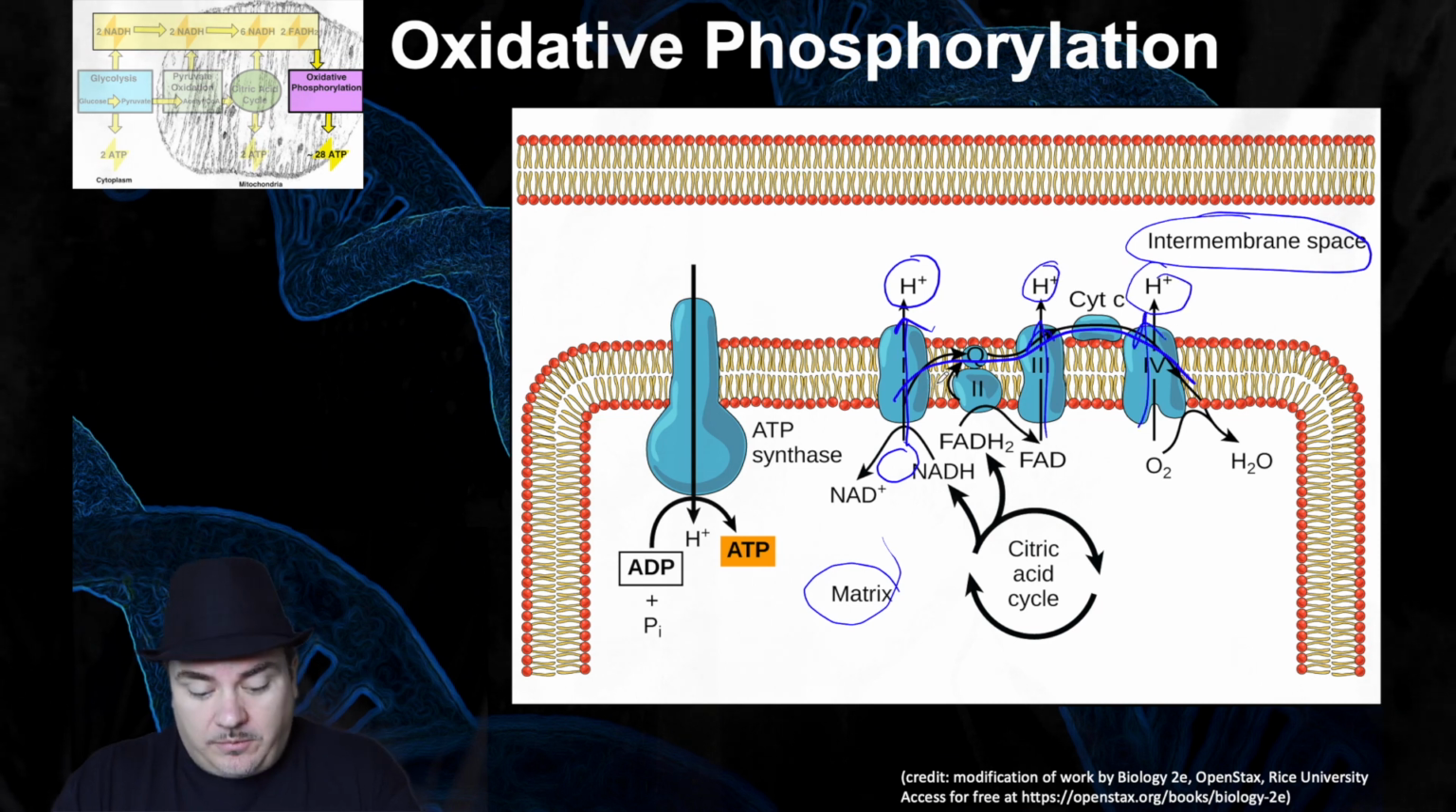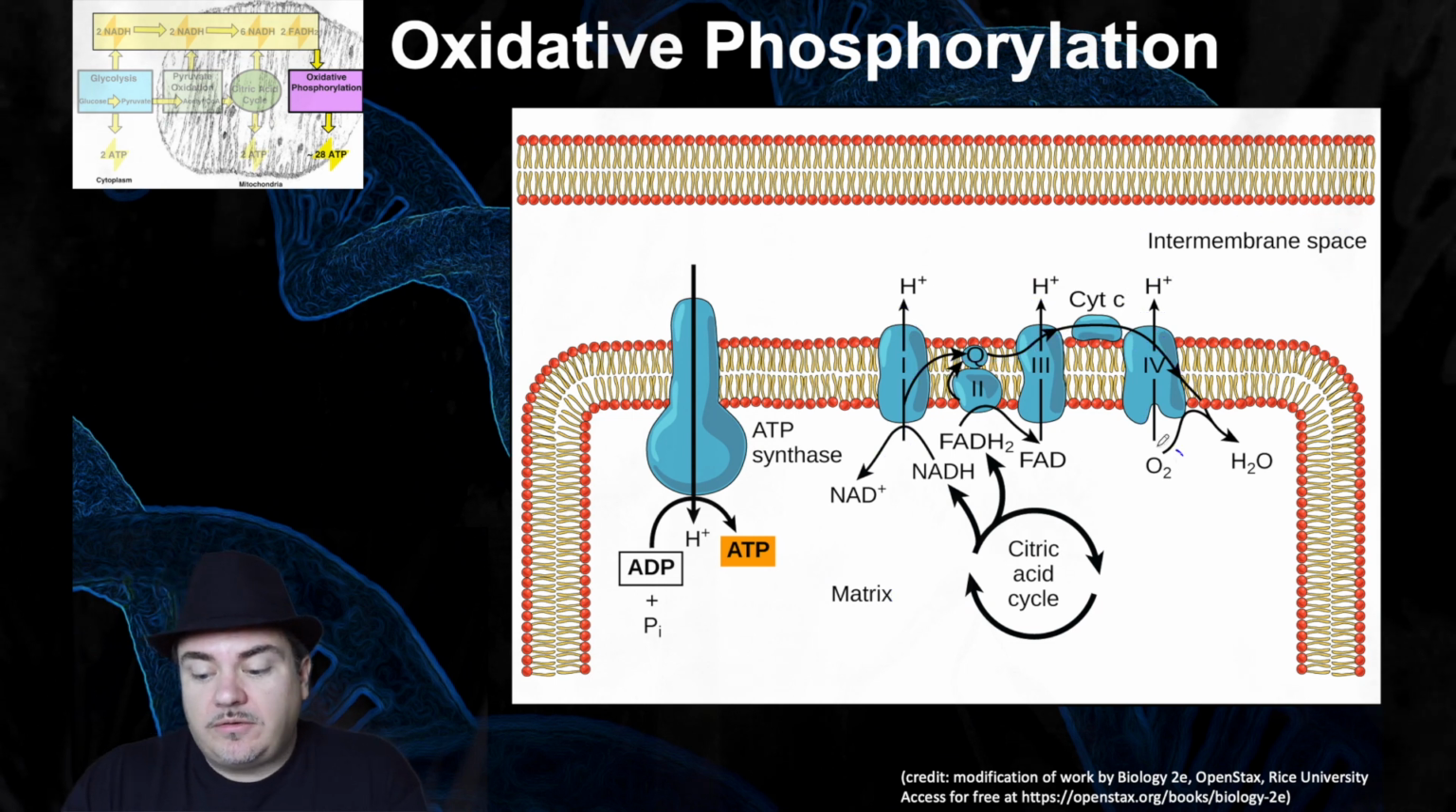The electrons need somewhere to go in the end. Where they go is to oxygen. Electrons combine with oxygen and hydrogen ions to create water. So oxygen is the final electron acceptor of the electron transport chain. That's why you need oxygen. Where you need oxygen is inside the matrix of the mitochondria.